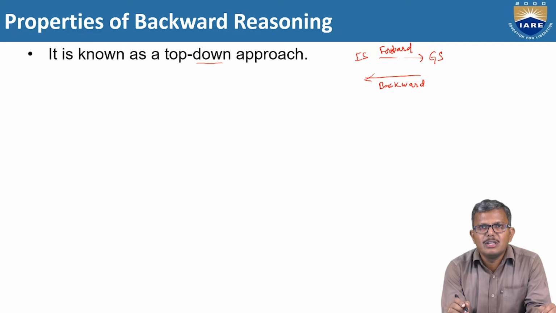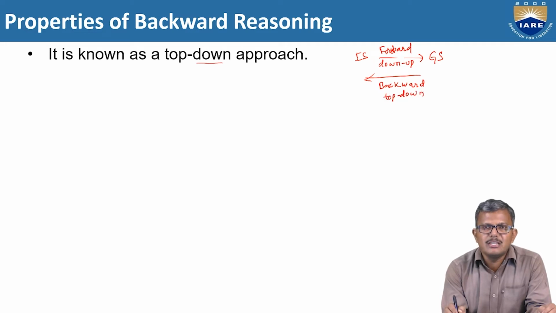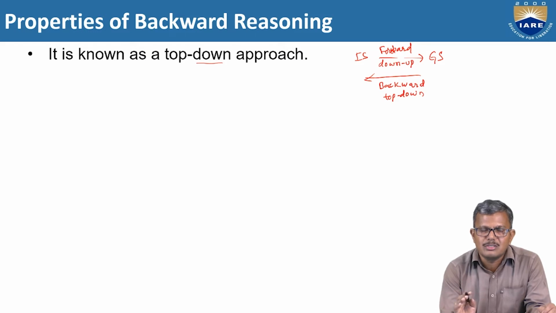If it is forward, then we can say that this kind of approach is a down-top approach. If it is backward, we say that it is top-down. Why is it top-down? Because we are performing the search activity from the goal state, which means we are starting from the goal state, not from the initial state. That is the only difference.